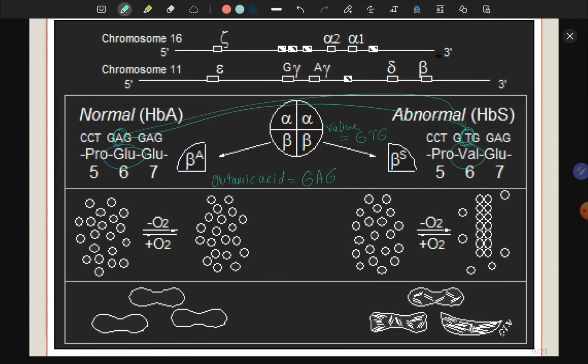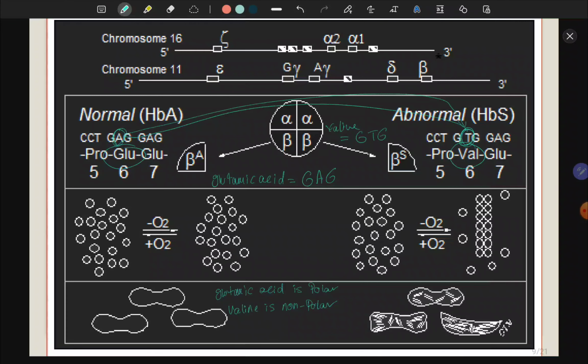Now what is the consequence of this change? It would affect the structure of hemoglobin. Some mutations lead to a change in the amino acid, but the change would not affect the function of the hemoglobin. This is good. But here, the function and properties of the hemoglobin are changed. So this is the problem. Now these are normal happy RBCs. These are RBCs.